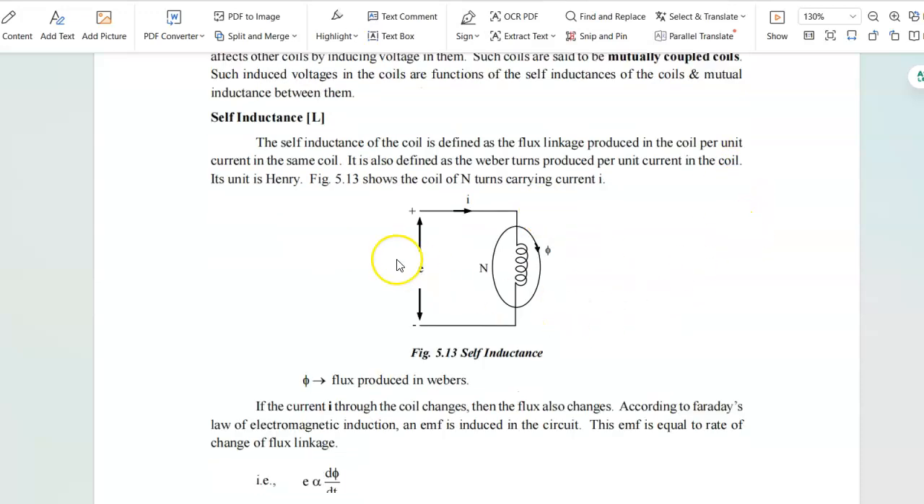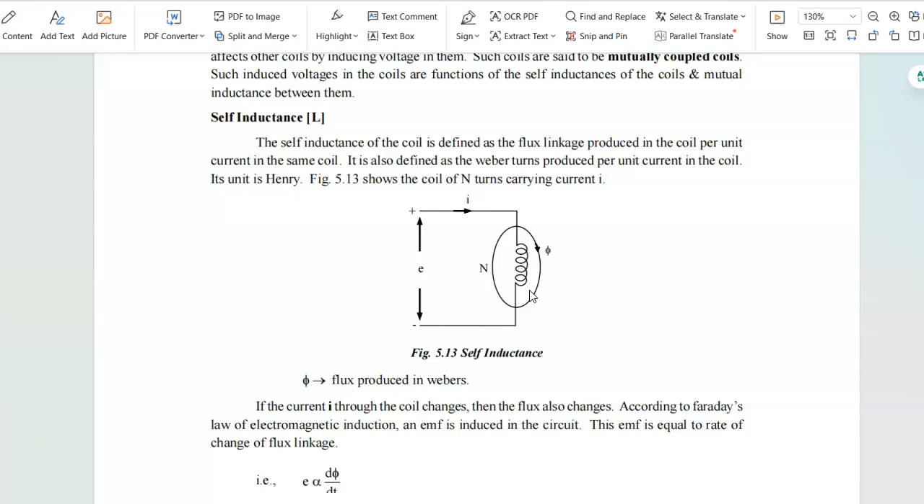Self-inductance. Look at the circuit. In the circuit, the voltage applied is denoted by the letter E and the current flowing through the coil is I. The number of turns is denoted by N and the flux produced is represented by the letter phi. The self-inductance of the coil is the flux linkages produced in the coil per unit current in the same coil.